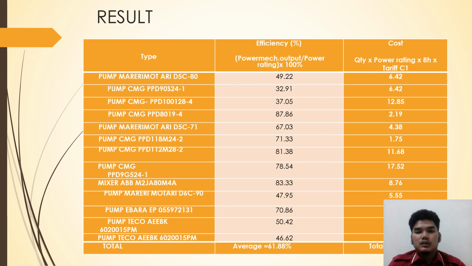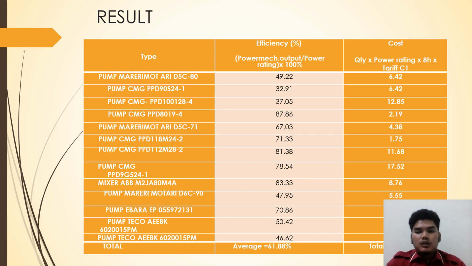So this is the result of the experiment. The efficiency of the pump can be calculated with the formula: power of machine output over power rating of machine, multiplied by 100%. The cost for each type of machine can be calculated by the quantity multiplied by power rating, multiplied by 8 hours, and multiplied by tariff.